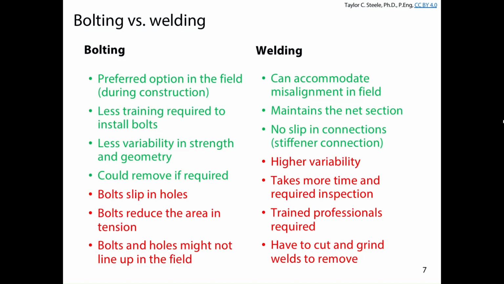Welding generally maintains the net section because we're not drilling holes through the members, and so generally we can get a stiffer connection. We don't have to deal with that slip serviceability limit state. Bolts can slip in the holes, they can reduce the area in tension, and they're not as easy to accommodate misalignment. And welds have higher variability, take more time and inspection. You need trained professionals, and you have to cut and grind welds if you're going to try to remove any of the members for a particular reason. Okay, removability for me is quite important, and it's quite important to folks who work in the heavy industry.